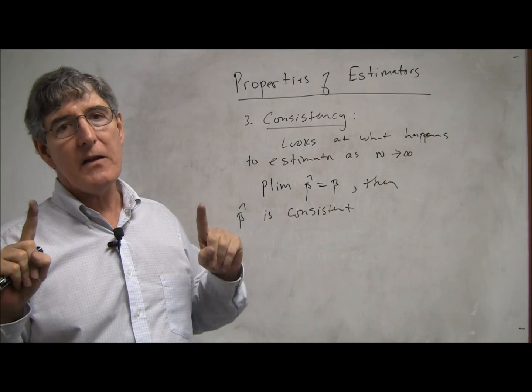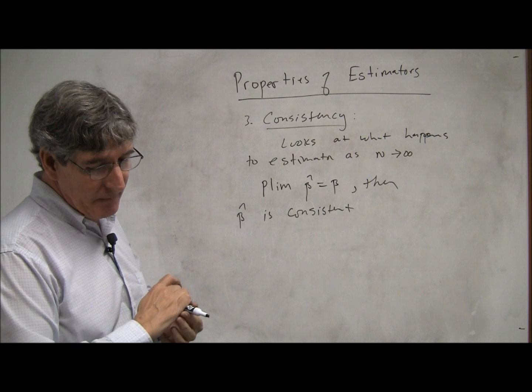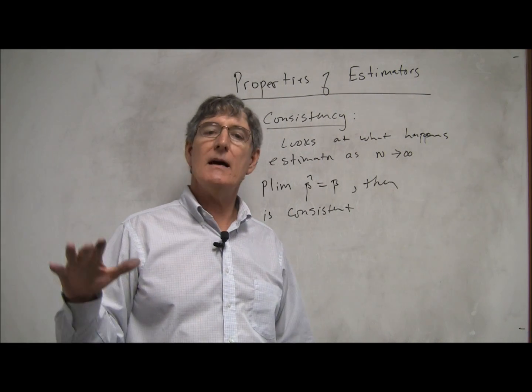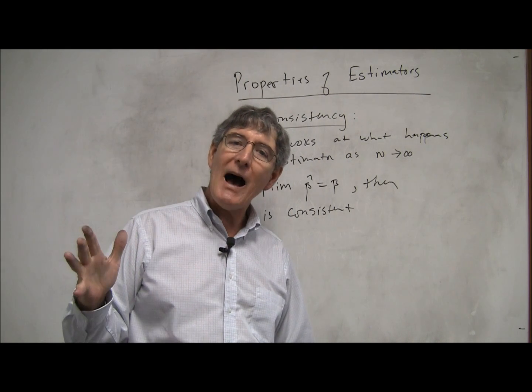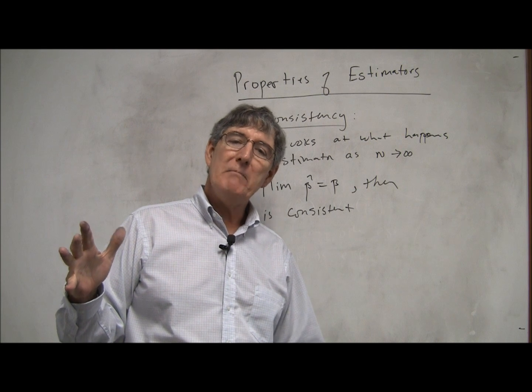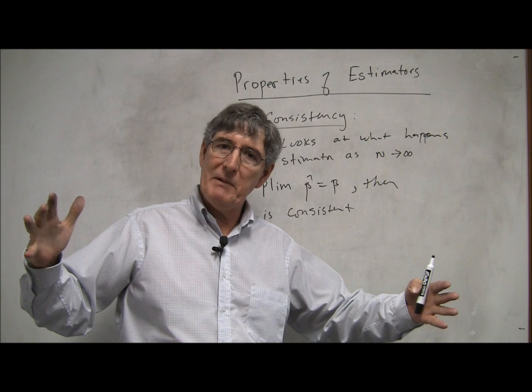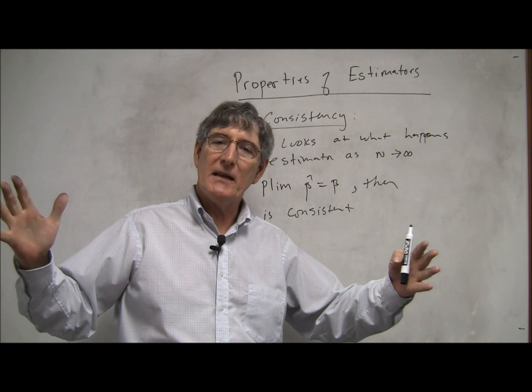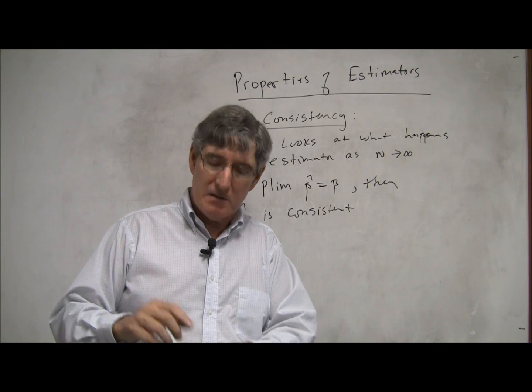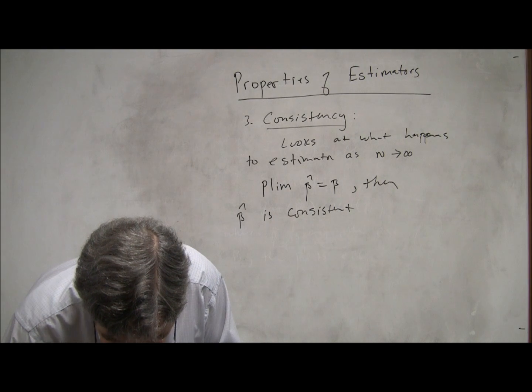On the other hand, consistency would be: if I roll the dice an infinite number of times, the mean that I estimate, as n gets bigger and bigger and bigger, should get closer and closer and closer to the true value.